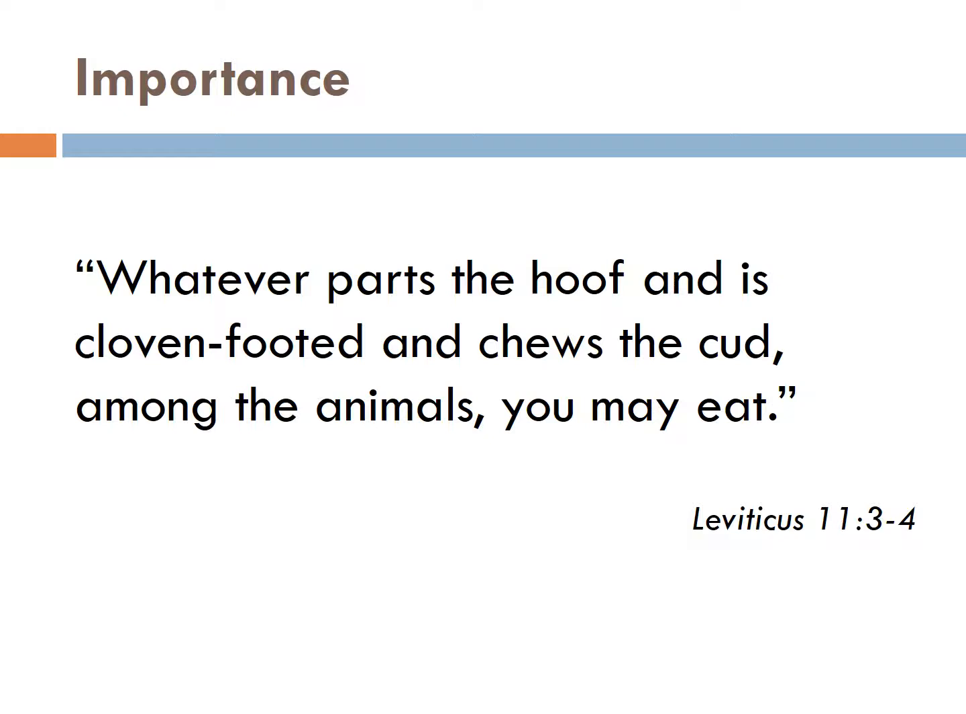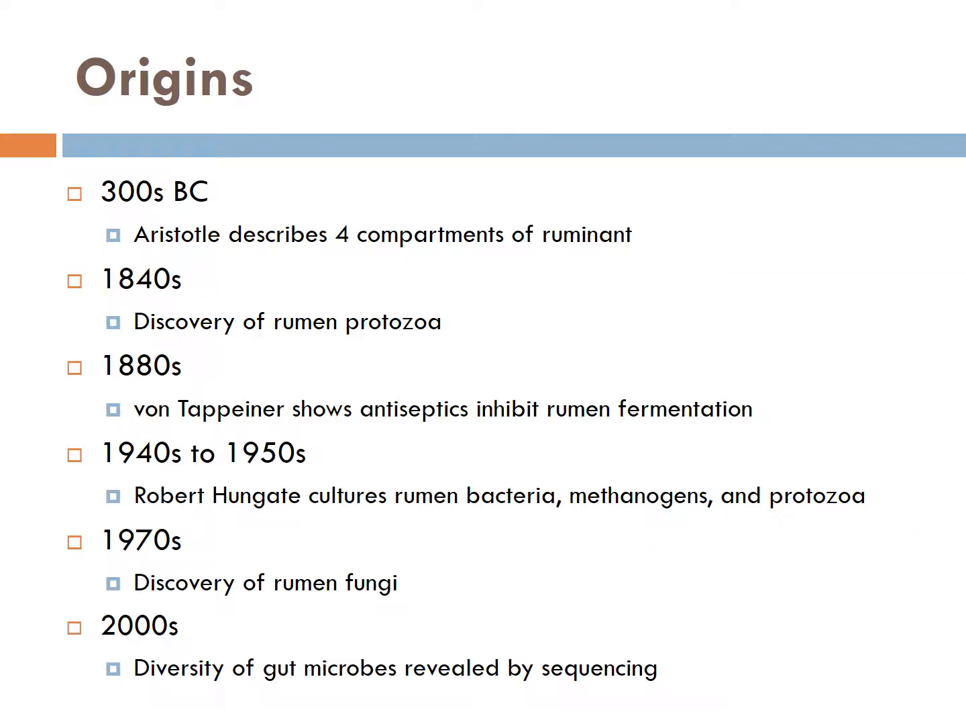The importance of ruminants and ruminant digestion has been recognized for a long time. In Levitical law in the Bible, it's stated that whatever parts the hoof and is cloven-footed and chews the cud among the animals you may eat. So even amongst the Israelites, it was recognized that the ruminants were important, that they were set apart. A little bit later in the 300s BC, Aristotle describes the 4 compartments of the ruminant.